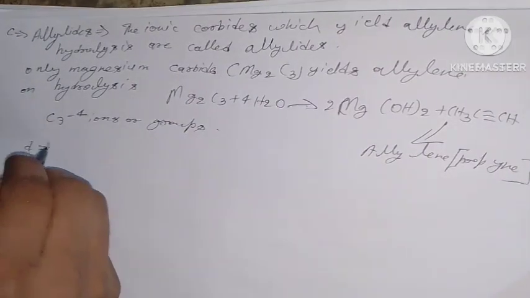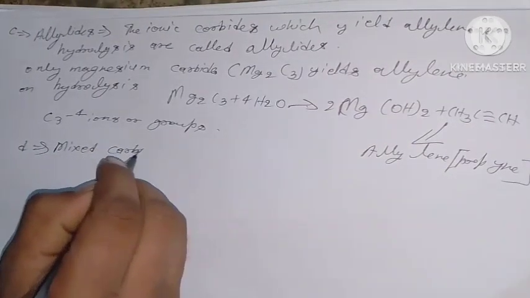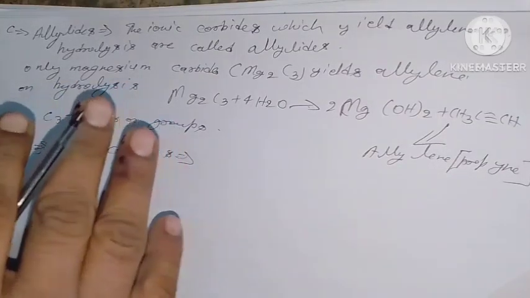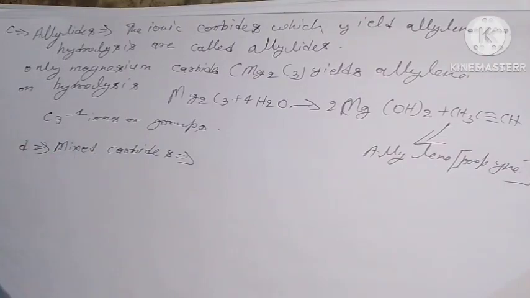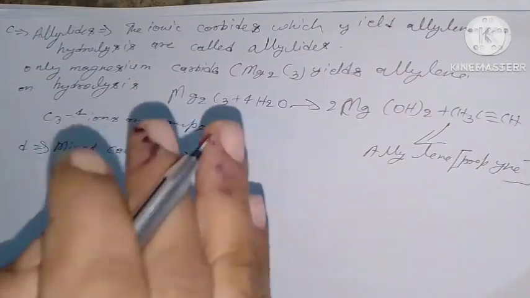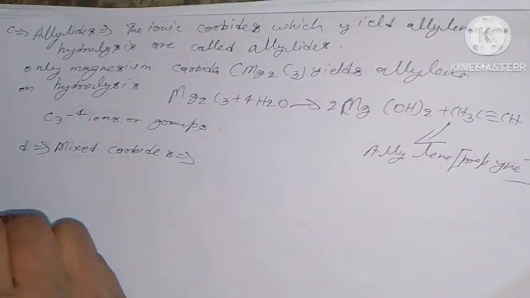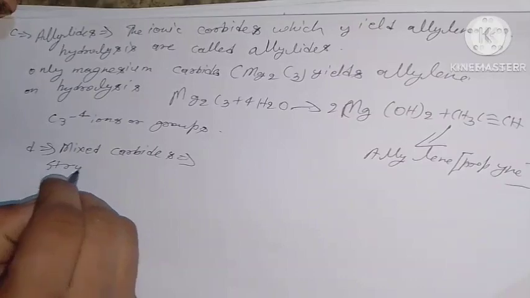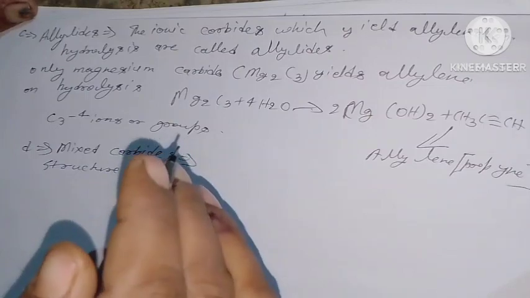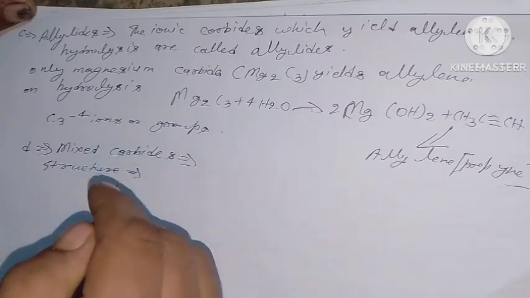And point D, mixed carbides. These give a mixture of hydrocarbons on hydrolysis. The carbides of iron, thorium, and the lanthanides group give a mixture of hydrocarbons like acetylene, olefins, and other hydrocarbons on hydrolysis. Structure: the ionic carbides possess an ionic lattice in which the metallic cations are packed into the cavities between carbon ions.